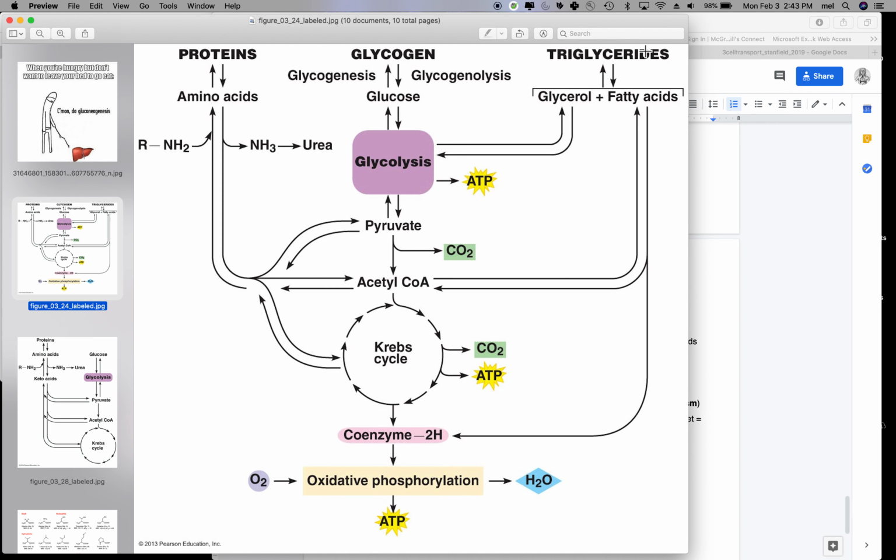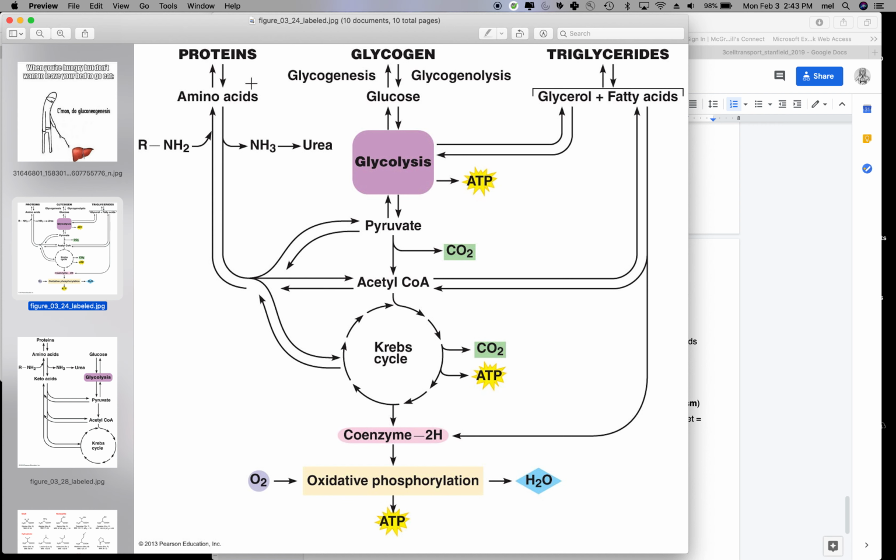Then the next thing we did was talk about how you break down fats. And that most fatty acids, although not glycerol, which is part sugar, part fat, most fatty acids actually skip the glycolysis portion and go straight through, and they actually generate more energy per gram than carbs.